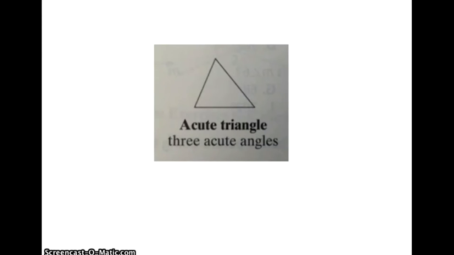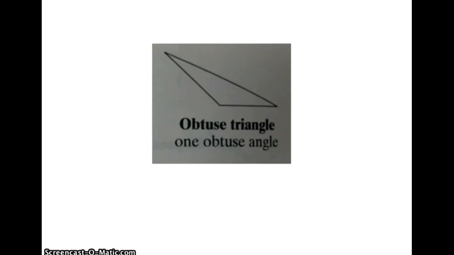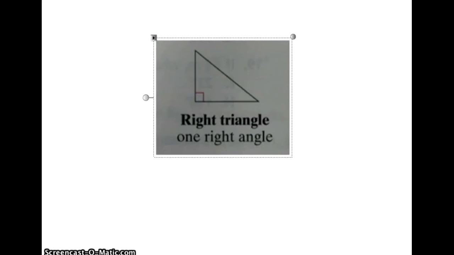An acute triangle has 3 acute angles, so all 3 of the angles are smaller than 90 degrees. An obtuse triangle has 1 obtuse angle, so one of the angles in the triangle is larger than 90 degrees but smaller than 180. That also makes the other 2 angles acute. A right triangle has 1 right angle. The other 2 angles are acute as well.